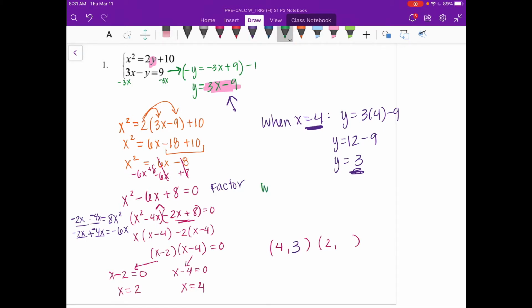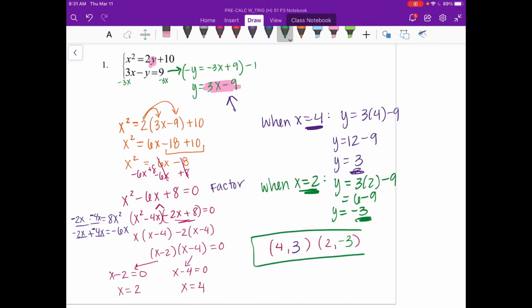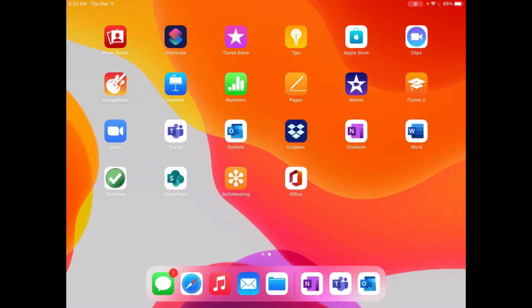I'm going to do the same thing now when x equals 2 this time. y equals 3 times 2 minus 9, which is 6 minus 9, so y is negative 3. So the y negative 3 corresponds to the x 2, so I'm going to put the negative 3 right there. So I have 2 points of intersection, and let's take a look at what this graph is actually going to look like to confirm that they intersect at 2 points.